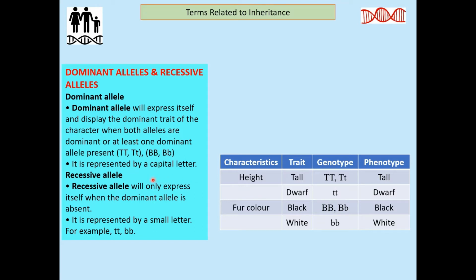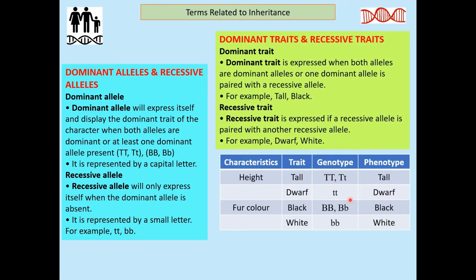A recessive allele will only express itself when the dominant allele is absent. Like this, there is no dominant allele here, only small t and small t. So this shows the recessive phenotype, dwarf. It is represented by a small letter, for example, small t, and small b and small b. So this one is the recessive alleles. This one also is recessive alleles.